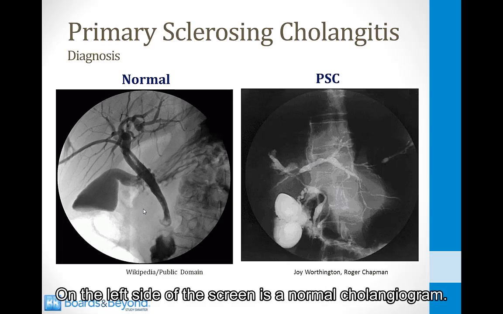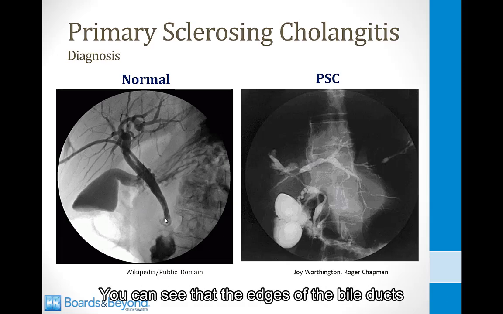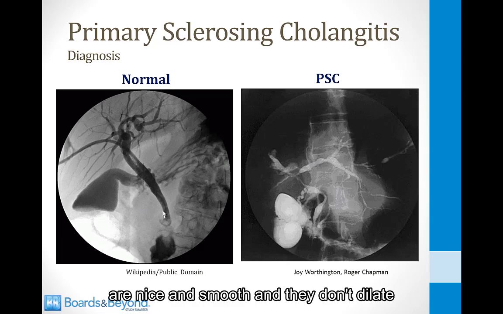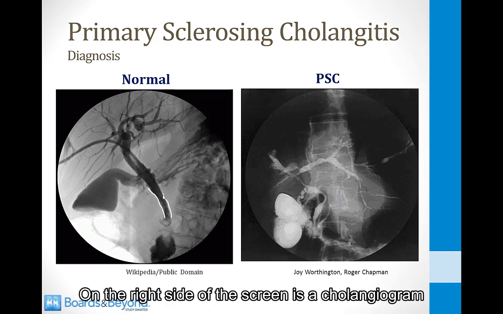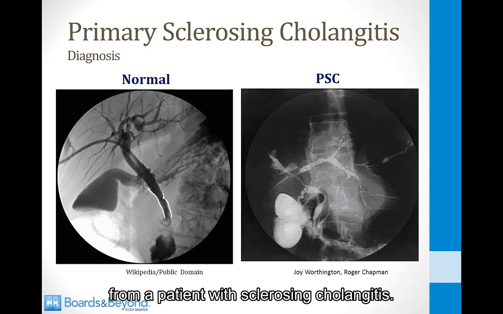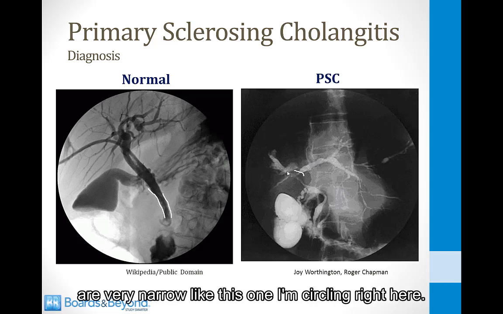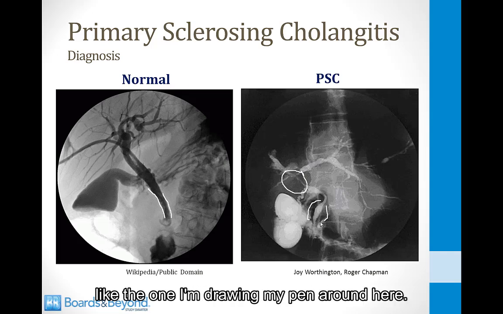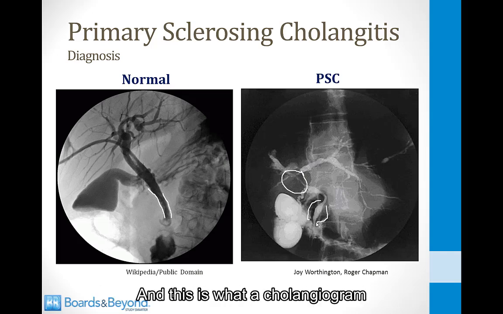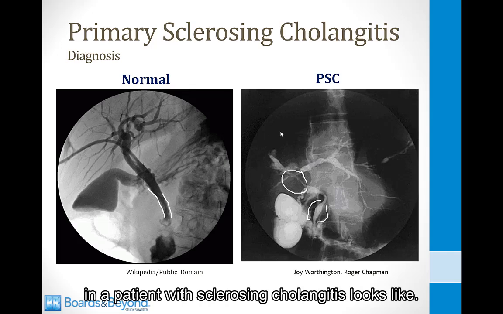On the left side of the screen is a normal cholangiogram. You can see that the edges of the bile ducts are nice and smooth and they don't dilate or narrow from a stricture. On the right side of the screen is a cholangiogram from a patient with sclerosing cholangitis. You can see that some of the biliary structures are very narrow, like this one I'm circling right here. Others are dilated, like the one I'm drawing my pen around here. And this is what a cholangiogram in a patient with sclerosing cholangitis looks like.